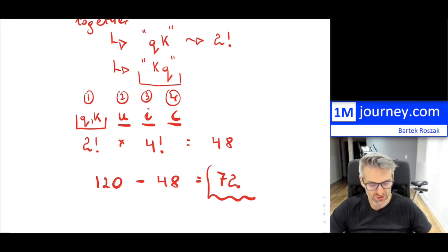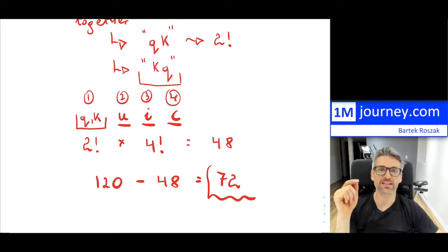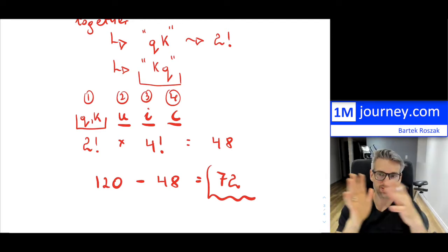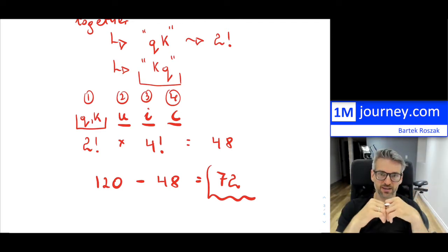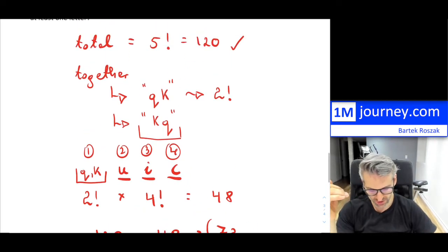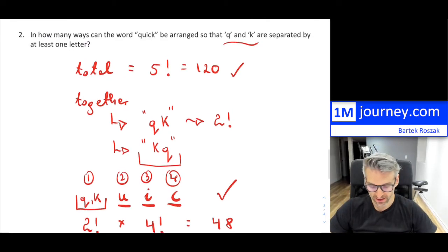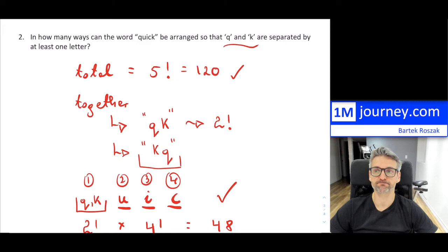So that is 72 different ways that they can be arranged such that there is at least 1 letter which separates the Q and K. So we've kind of used the opposite: find the total, find how many when they're together, and then just subtract. And that would complete this particular example. Okay, so it's another one done.